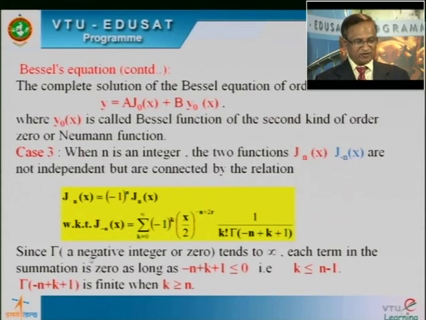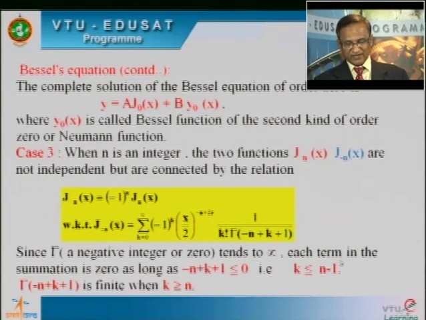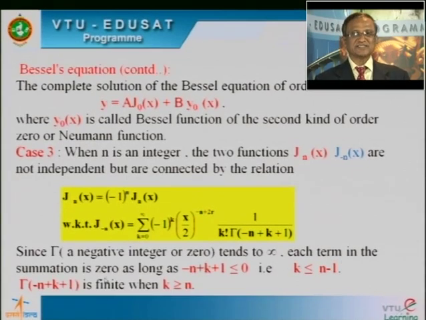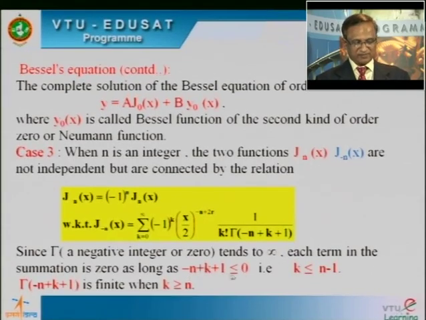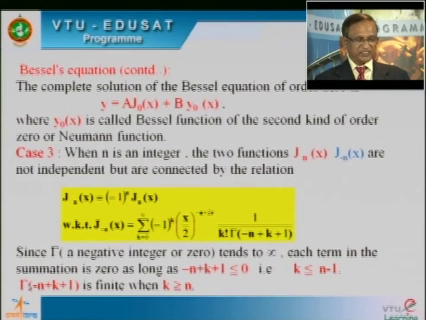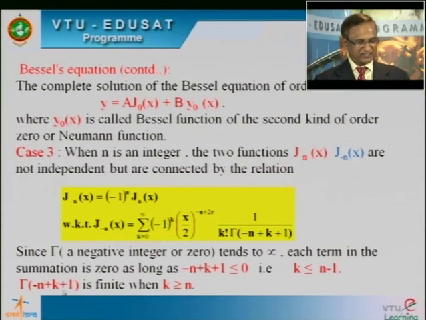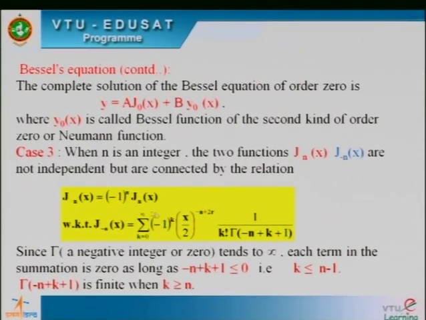We know that gamma of a negative integer or 0 tends to infinity. Each term in the summation is 0 as long as (-n+k+1) is less than or equal to 0, that is, k is less than or equal to n minus 1. So gamma of (-n+k+1) is finite when k is greater than or equal to n. In the next session we can prove this result, left hand side equal to right hand side. So thank you.